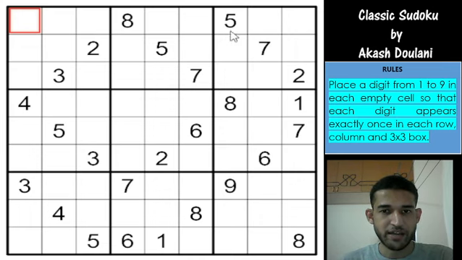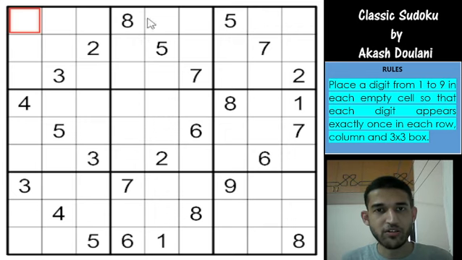Classic rules apply. Each row, each column and 3 by 3 box will have digits from 1 to 9 without repetitions. So with that, we'll start solving the Sudoku now.